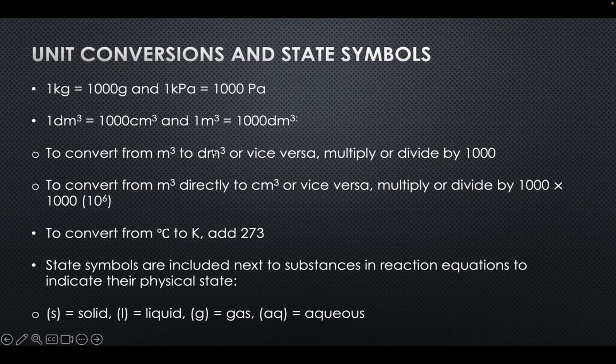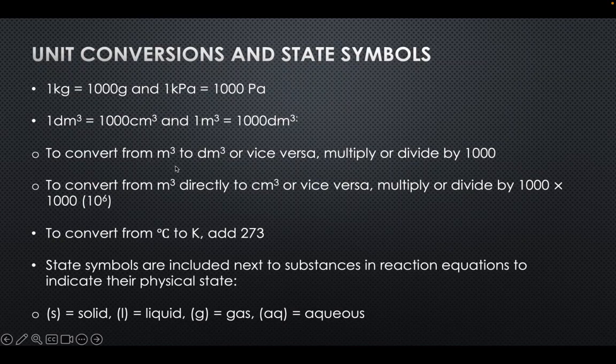And that's the same if you wanted to convert from dm cubed to centimeters cubed. To convert from meters cubed directly to centimeters cubed, or vice versa, you're going to have to multiply or divide by 10 to the power of 6. So just remember it's 10 to the power of 6. If I was converting from centimeters cubed to meters cubed, I would times my value by 10 to the minus 6, because that would be the same as dividing by 10 to the 6. And if I wanted to convert from meters cubed to centimeters cubed, I would times my value by 10 to the 6.